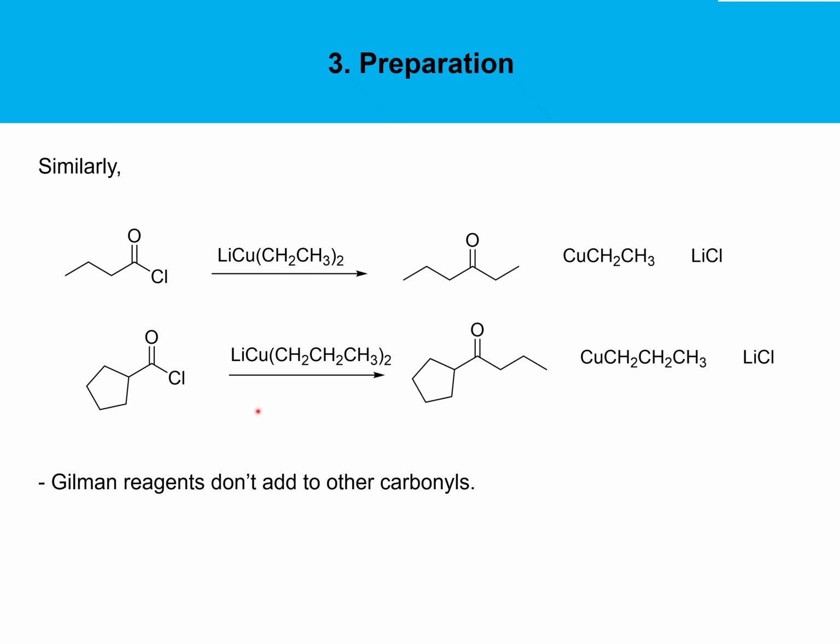Another reaction that is very similar to what we saw in the previous slide is that instead of an alkyl halide or a vinyl halide, we can start with an acid chloride and replace the halogen with the alkyl group on the Gilman reagent. So here we see an example of an acid chloride reacting with this Gilman reagent, and an ethyl group will be replacing the chlorine. In this next example, we have a propyl group on the Gilman reagent, and that will replace the chloride from the reactant.